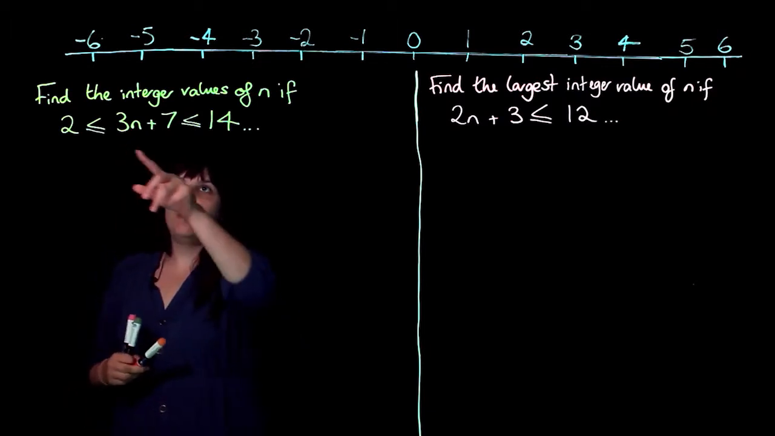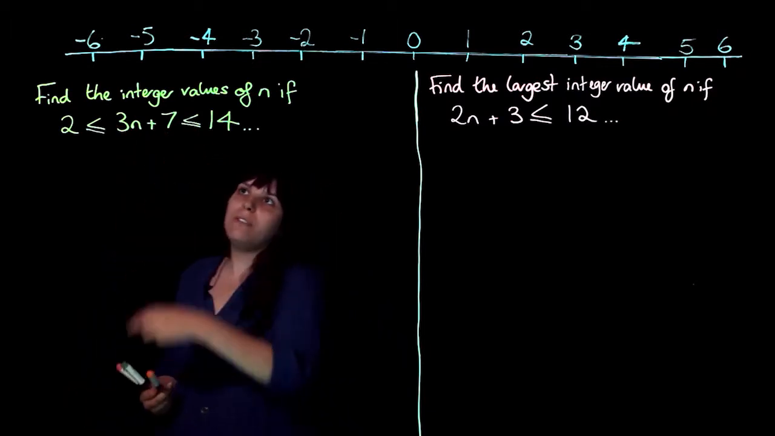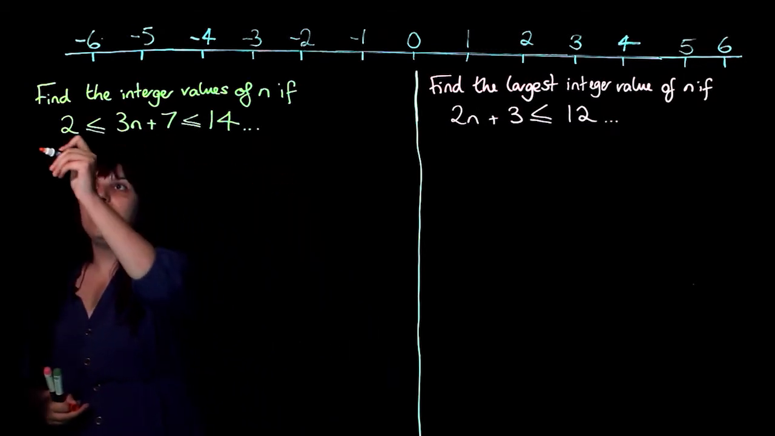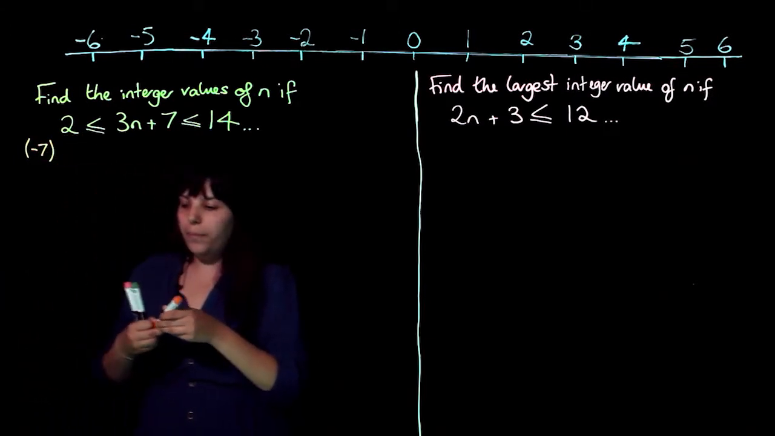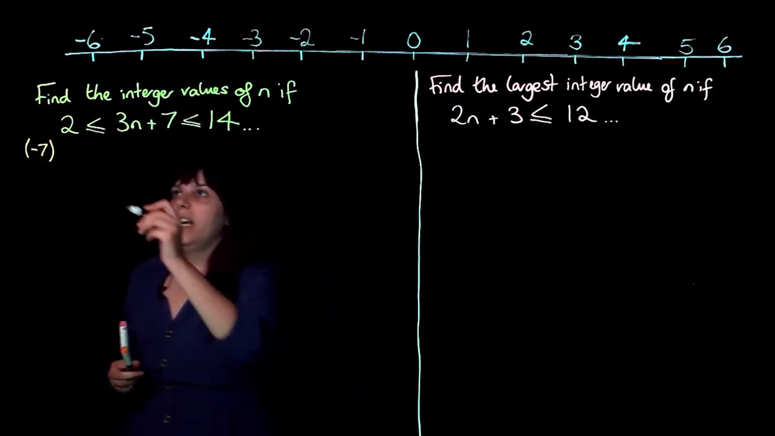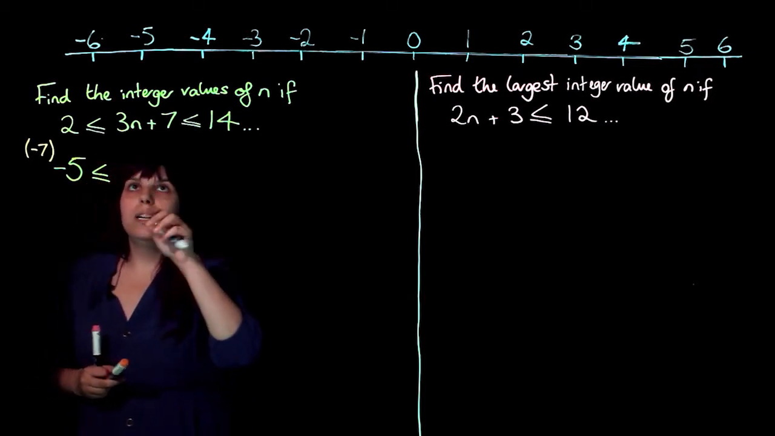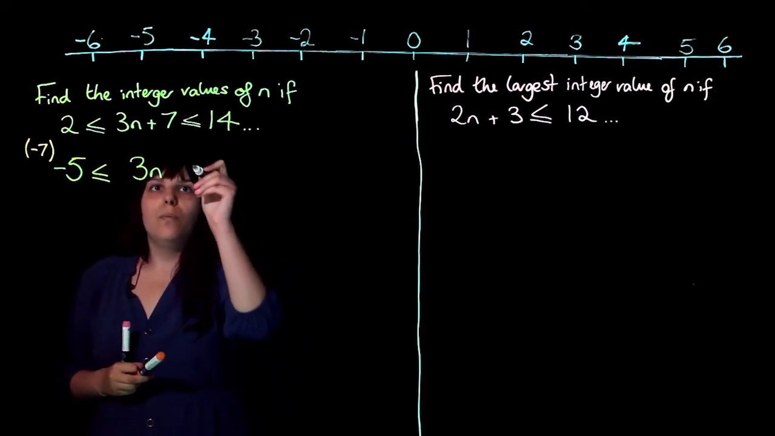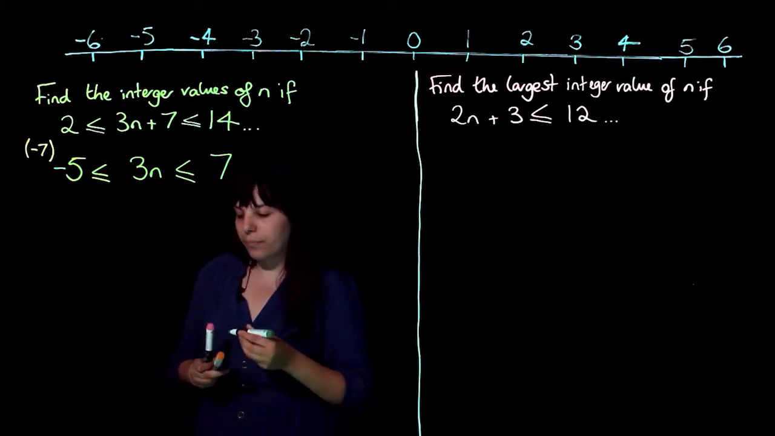So we've got 3n plus 7 and I want to get n on its own. So what do I do first? Well, I need to get rid of that plus 7. So to all three bits, I'm going to do the inverse of plus 7, which is minus 7. So 2 minus 7 is minus 5, which is less than or equal to 3n plus 7 minus 7, which is just 3n, which is less than or equal to 14 minus 7, which is 7.